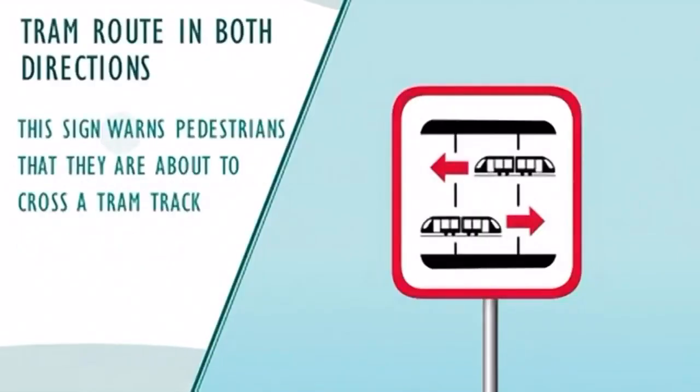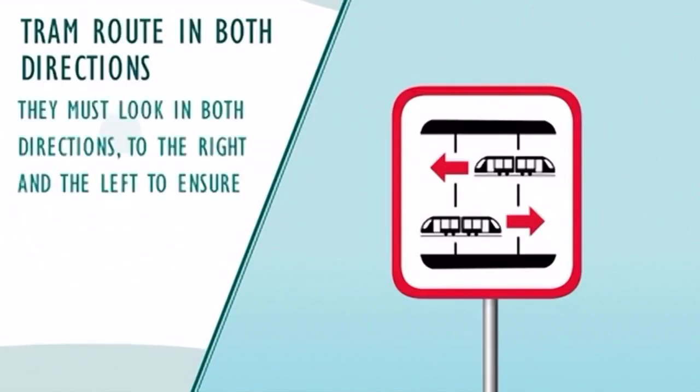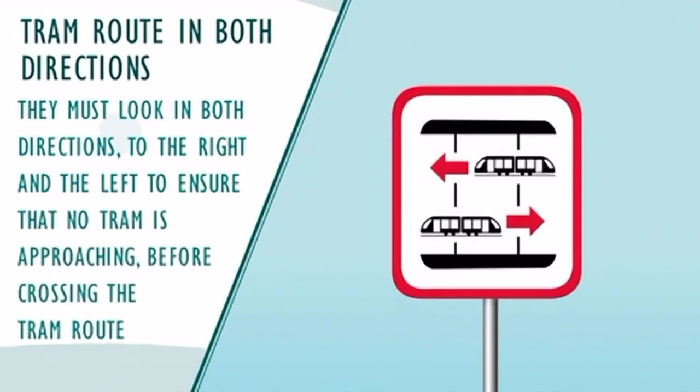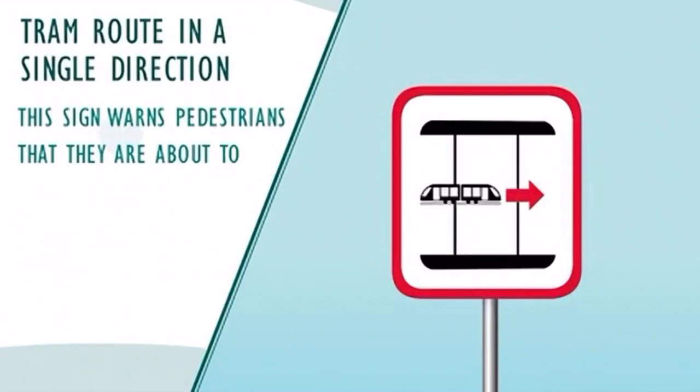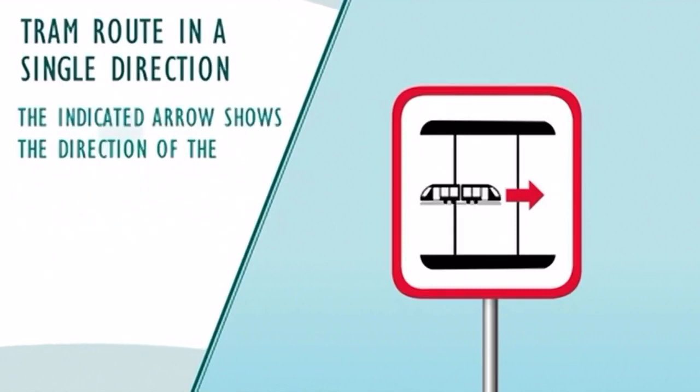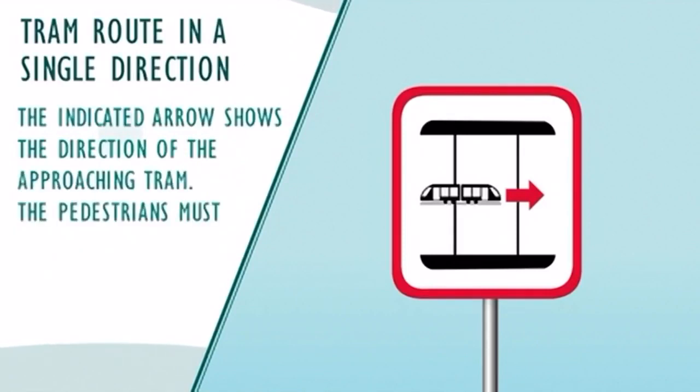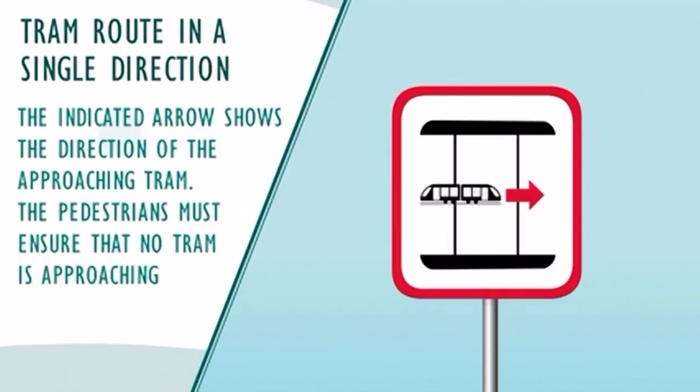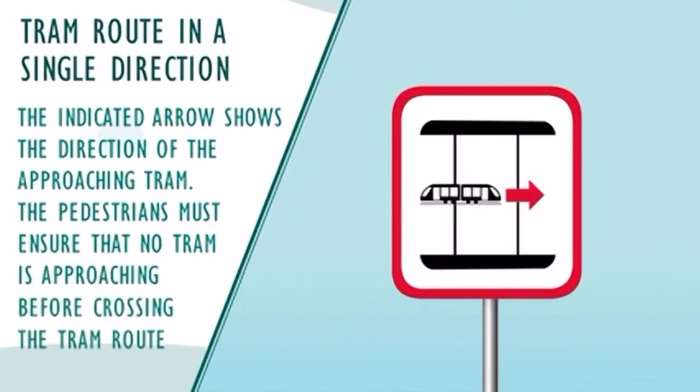This sign warns pedestrians that they're about to cross a tram track. They must look in both directions, to the right and the left, to ensure that no tram is approaching before crossing the tram route. This sign warns pedestrians that they are about to cross a tram track that travels in a single loop. The indicated arrows show the direction of the approaching tram. The pedestrians must ensure that no tram is approaching before crossing the tram route.